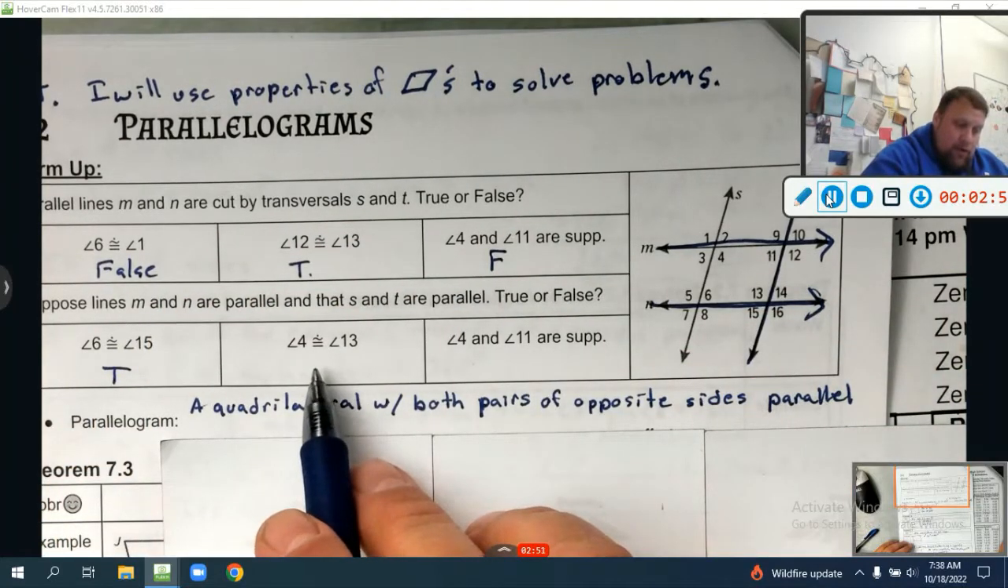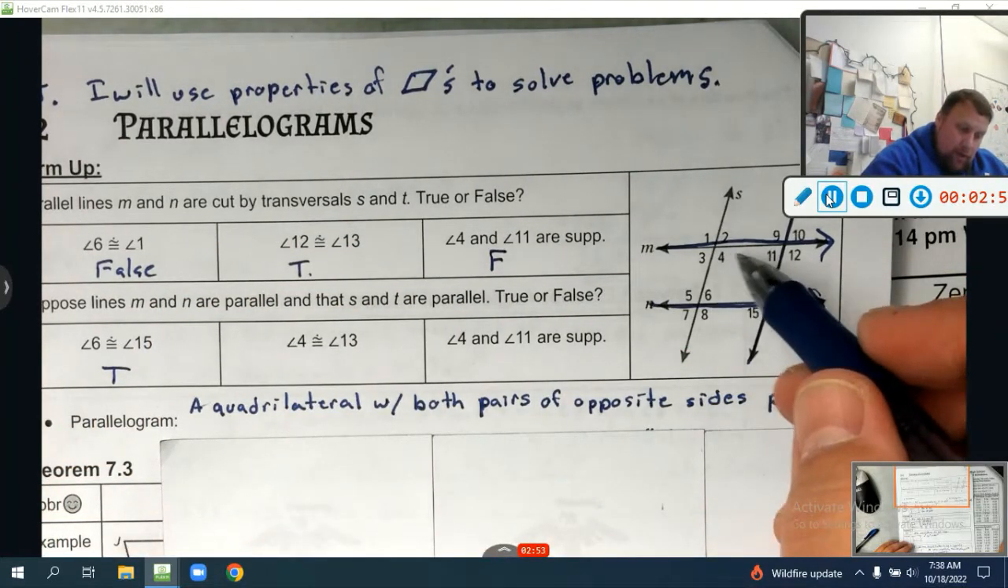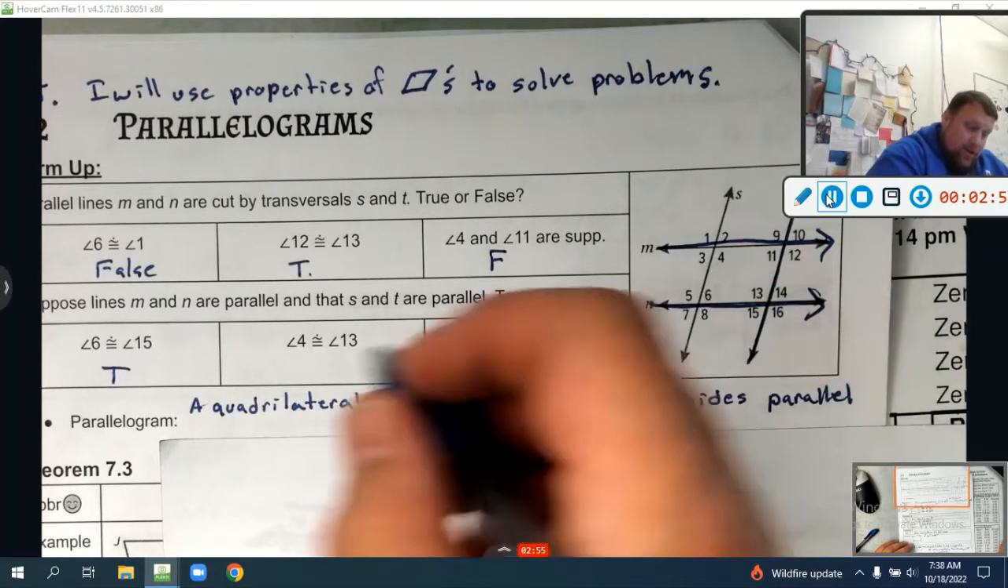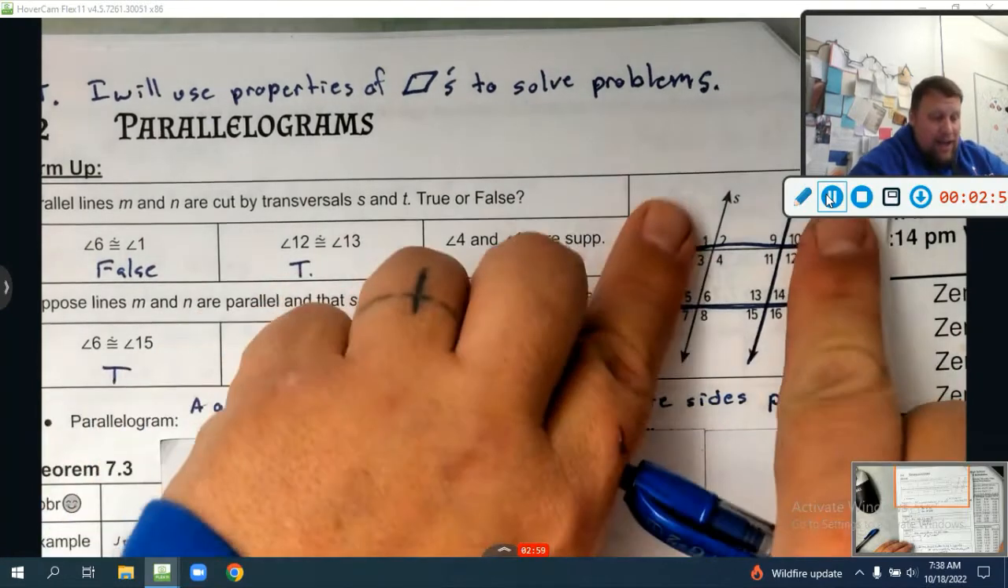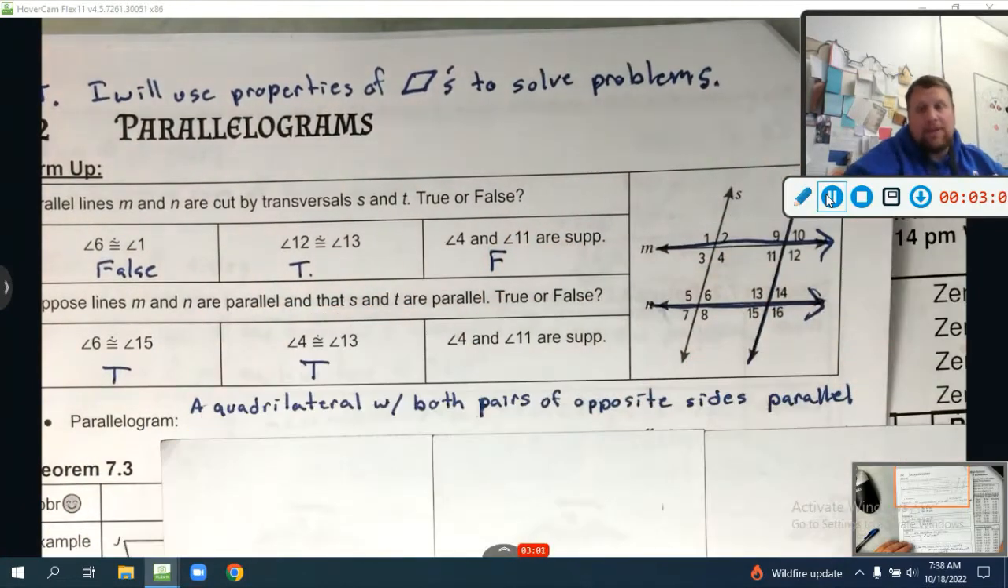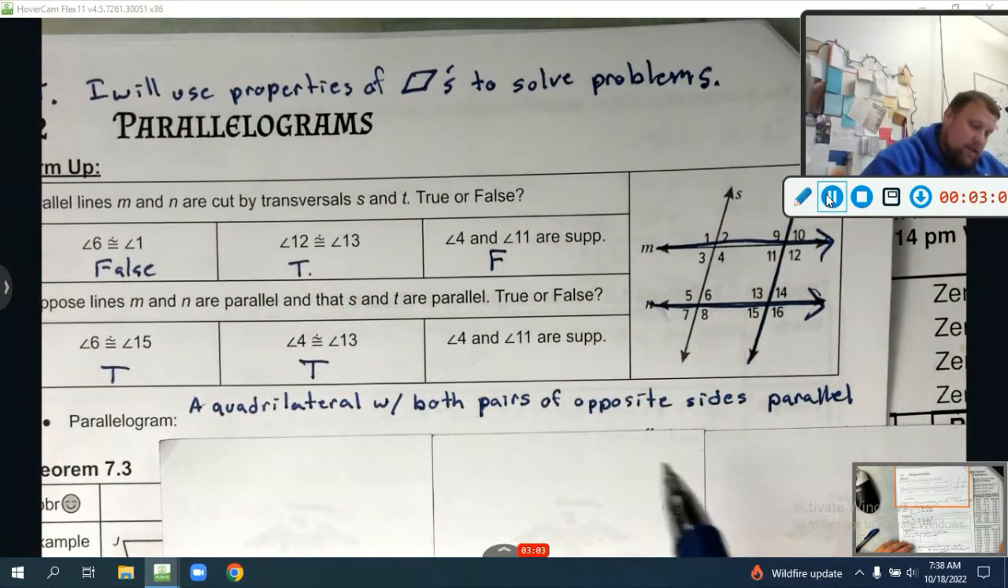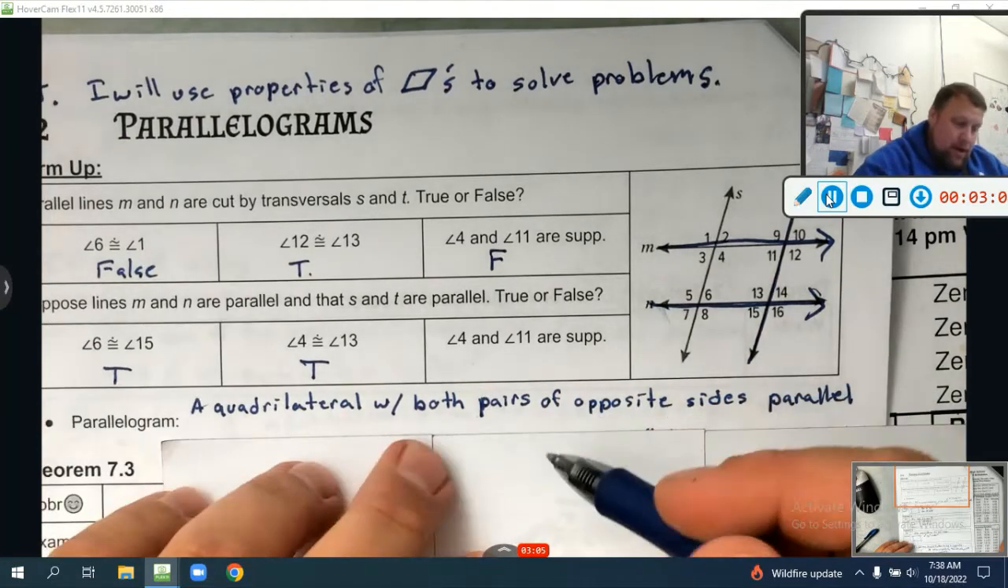How about angle 4 is congruent to angle 13? Turns out, yeah, those are congruent. Those are opposite angles. This basically created a parallelogram. That's a theorem later, but those are definitely congruent.